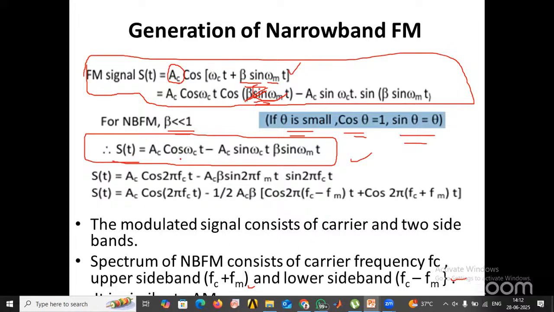So this is S of t is equal to A_C cos omega_C t, this is the carrier, minus A_C sin omega_C t into beta sin omega_m t. Here beta is the frequency modulation index. A_C sin omega_C t, the carrier component, is multiplied with sin omega_m t, the message component. Here direct multiplication of the carrier and message is going to happen like in a normal amplitude modulation scheme. Hence, the narrowband FM behaves like an amplitude modulation scheme, but it is an FM signal only.